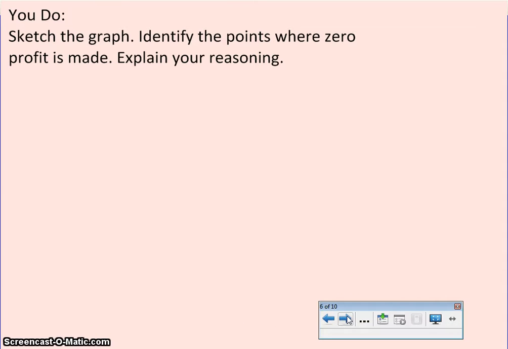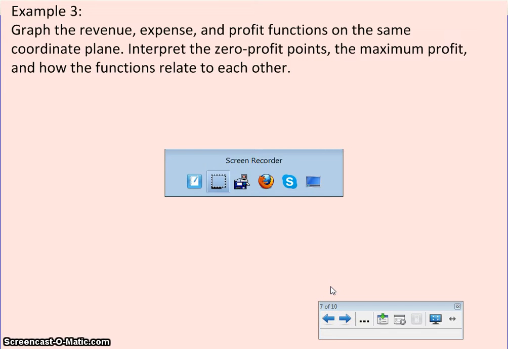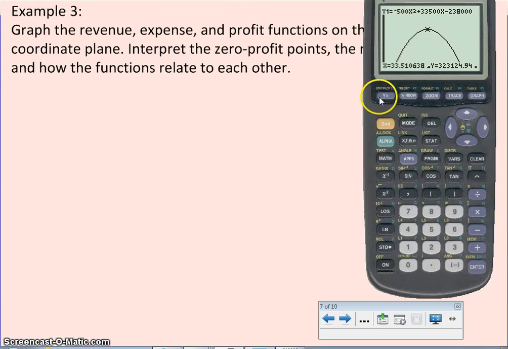All right, it says sketch the graph and identify where the profit is made. So we've already done that. Now graph revenue, expense, and profit equations on the same coordinate plane. Interpret the zero profit points, the maximum profit, and how they're related to each other. So let's go ahead and go back to our calculator here.